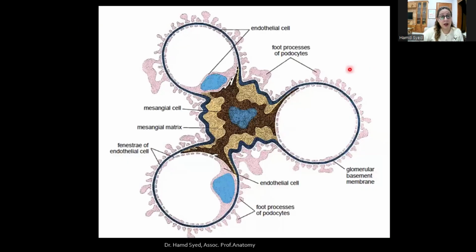Here we can see a diagram which is showing us the endothelial cells surrounded by the podocytes, the primary and secondary processes. And over here also we can see the mesangial cells are present in the mesangial matrix. This over here blue represents the glomerular basement membrane.